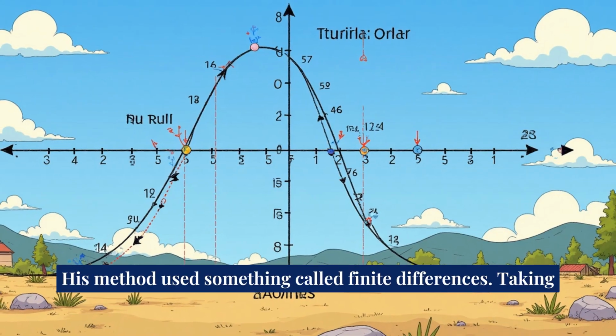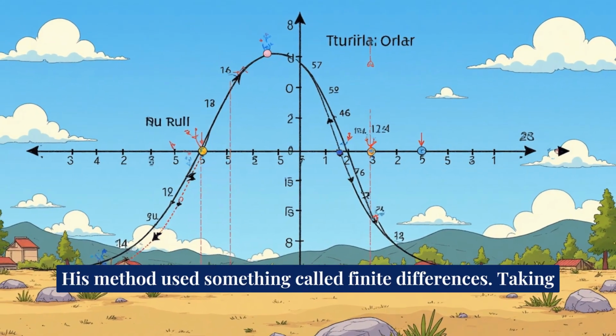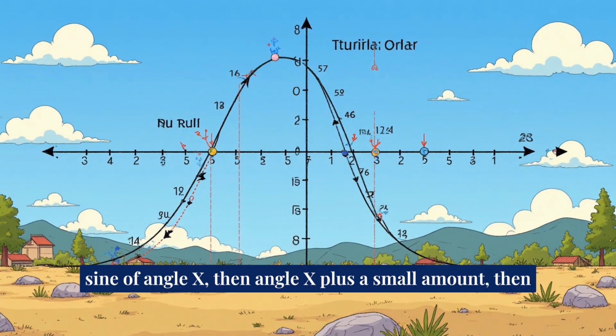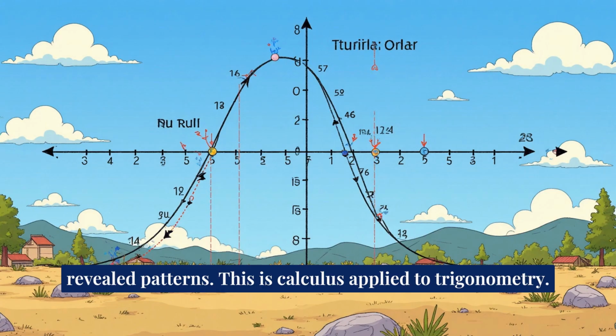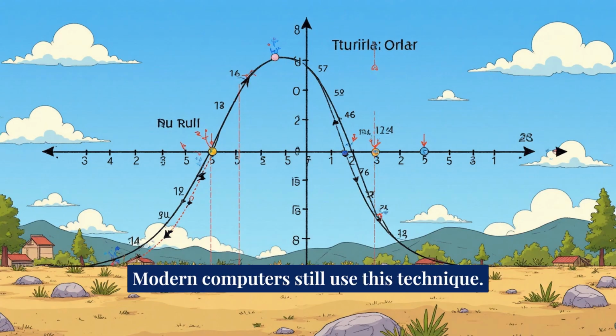His method used something called finite differences, taking sine of angle x, then angle x plus a small amount, then comparing them. The differences between consecutive values revealed patterns. This is calculus applied to trigonometry. Modern computers still use this technique.